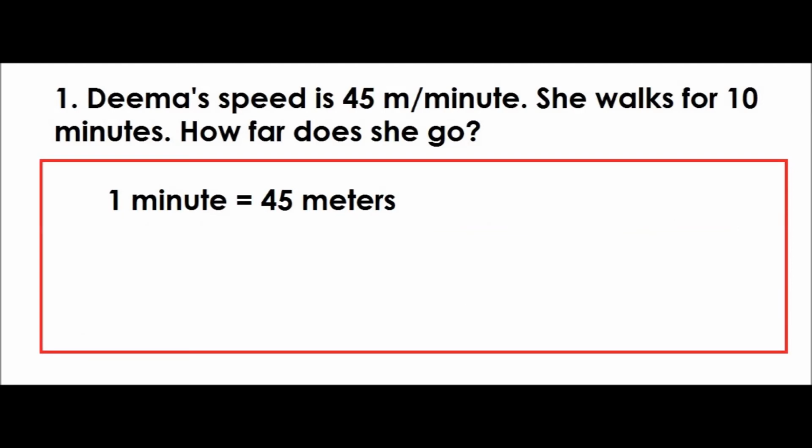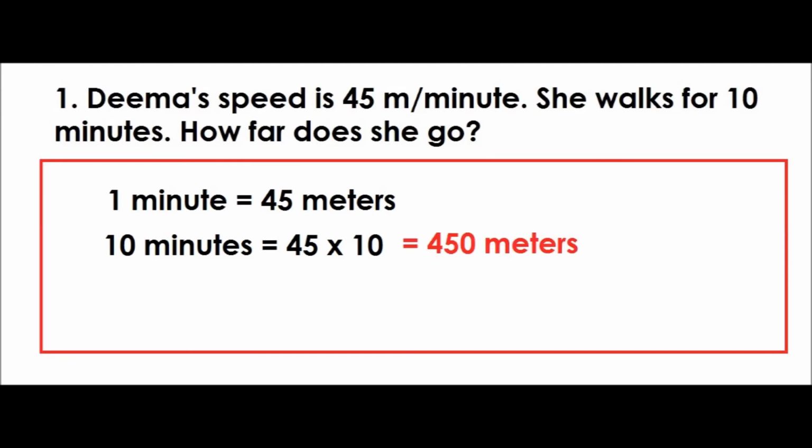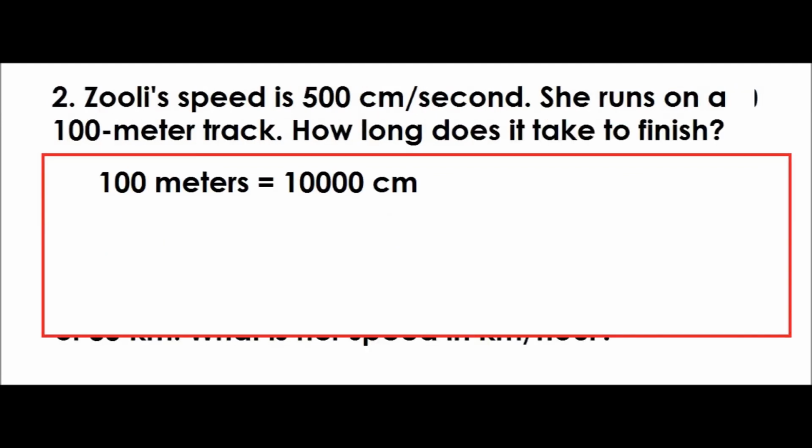So for number one, we know the speed and we know the time. Okay, the speed means 1 minute is 45 meters. And therefore, to find out the distance in 10 minutes, we just simply need to multiply 45 by 10, which is 450 meters.